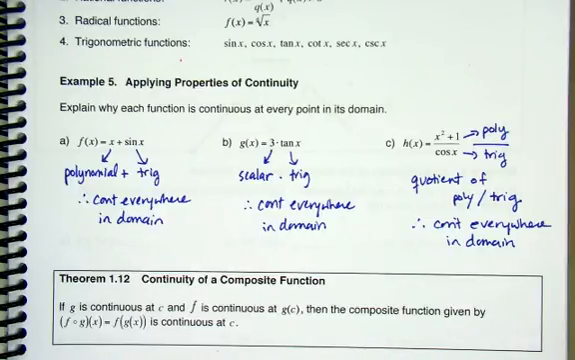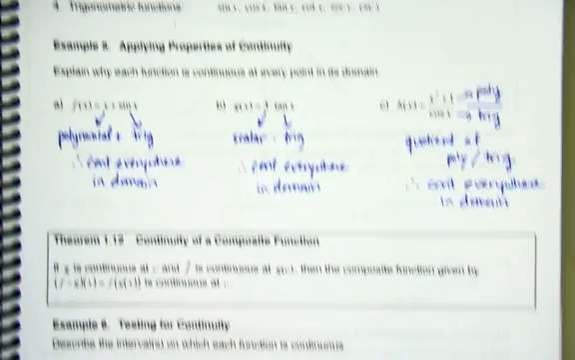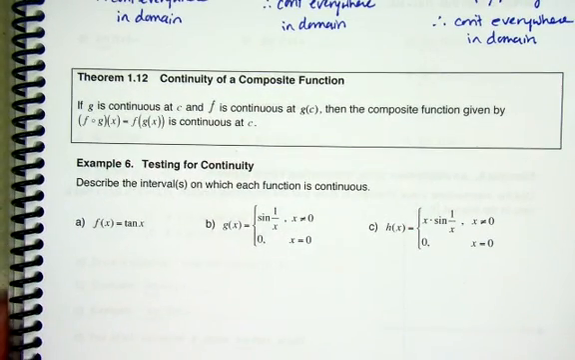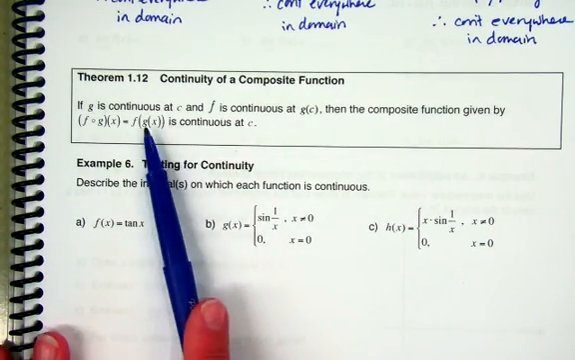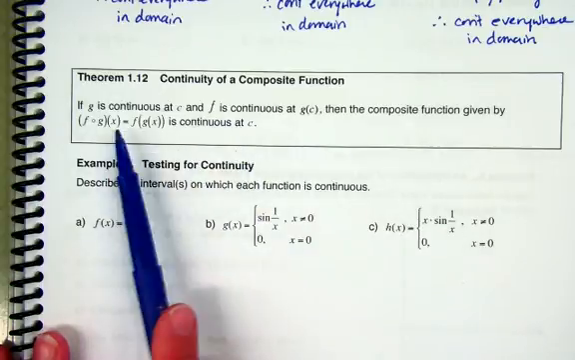So this is Theorem 112, continuity of a composite function. If g is continuous at c and f is continuous at g of c, then the composite function f of g will also be continuous at c. That kind of makes sense, right? If you plug in a c and it's continuous in that first function, and then g of c is also continuous in the next function, then that would have to be continuous.